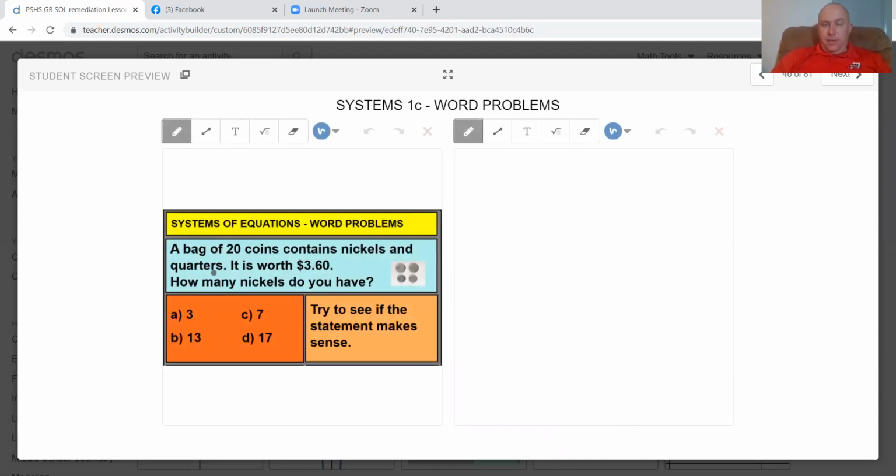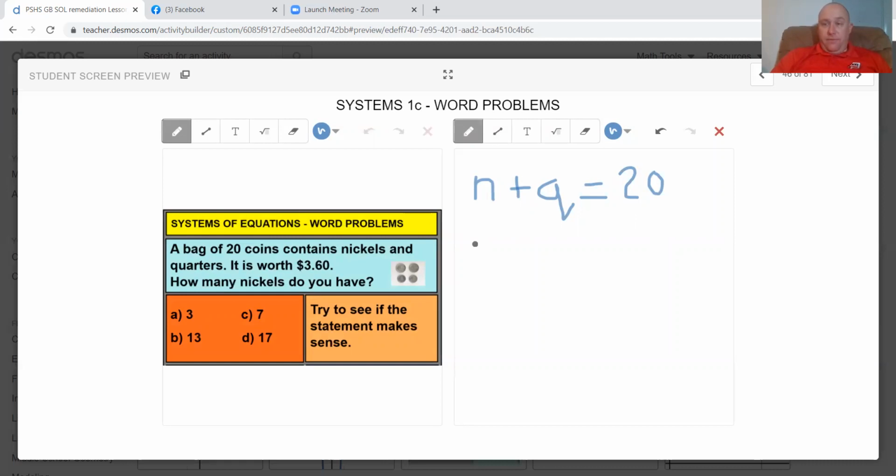Word problems can be a little tricky, but we'll do the best that we can. So a bag of 20 coins contains nickels and quarters. So the number of nickels plus the number of quarters equals 20. And then it says it's worth $3.60. So think about what each of these is.